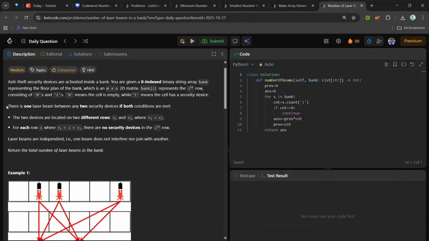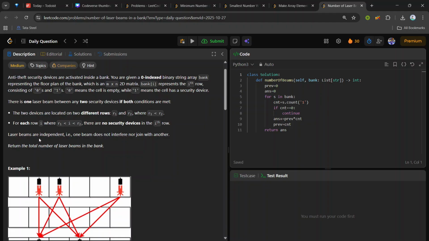There is one laser beam between two security devices if both the conditions are met. The two devices are located on two different rows. For each row between them, there are no security devices in between. Laser beams are independent. One beam does not interfere with another. Return total number of laser beams in the bank.